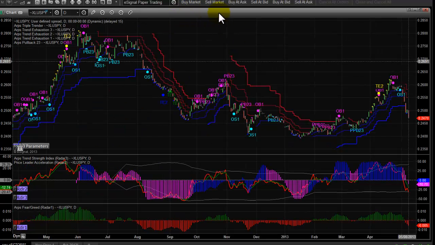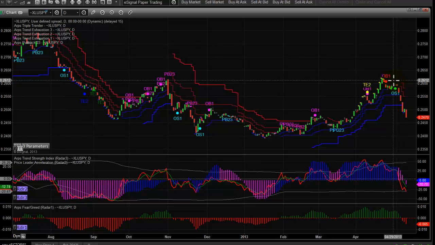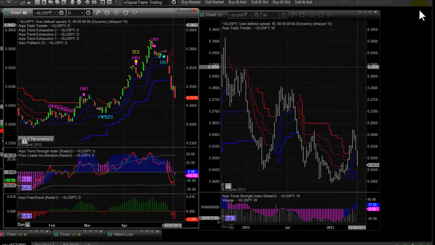Now here's the daily chart of the utilities, and you can see I have to spread it out there. It's kind of low, but you can see that especially over the last 2 weeks, the utilities have been getting considerably weaker. Now we've crossed all three trenders, and it's completely bearish. Even the radar 3 trend strength is bearish down here. And the fear greed is bearish as well. So this is what the sector looks like relative to the SPY.